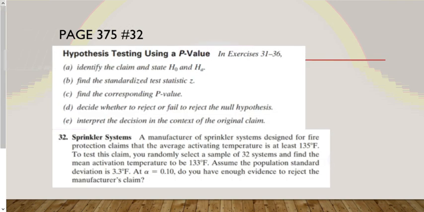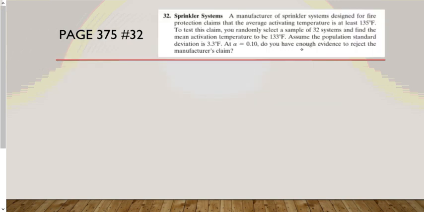All right, let's look at one more problem and then we're going to be done for today. Identify the claim, and state the null and the alternative. Find the test statistic z. Find the corresponding probability. Find your p-value. Decide whether to reject or fail to reject, and then interpret. Okay, so we've got to do all those things here, and I'm going to make a little more room here.